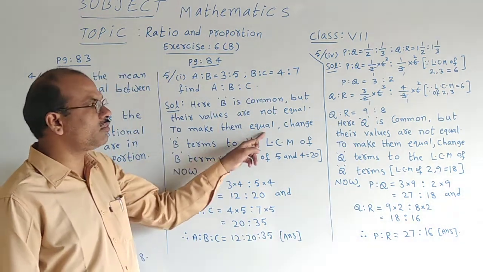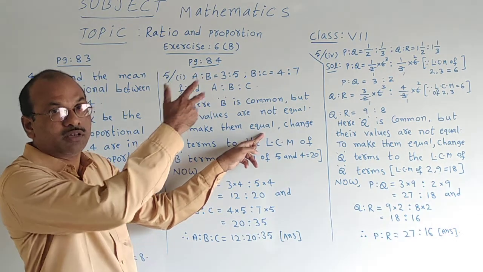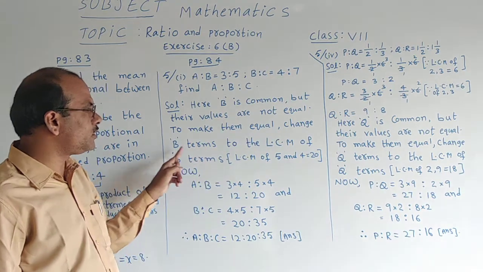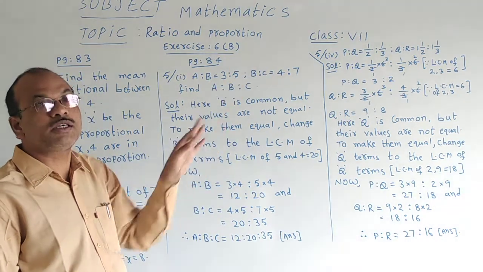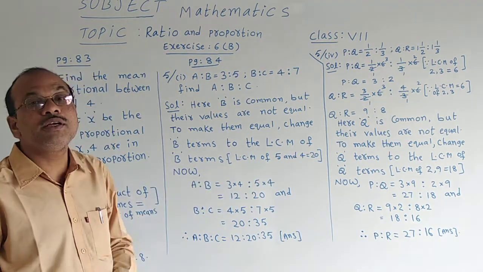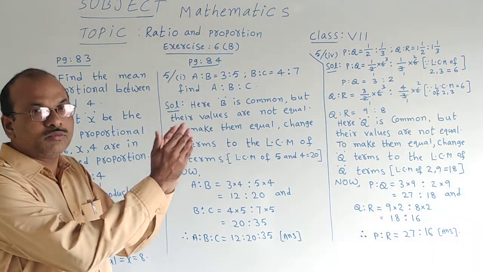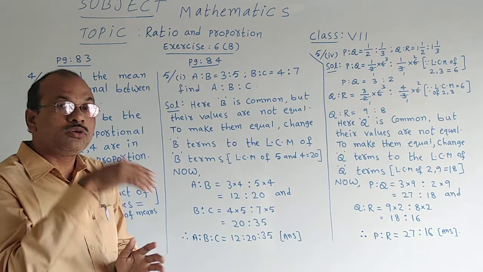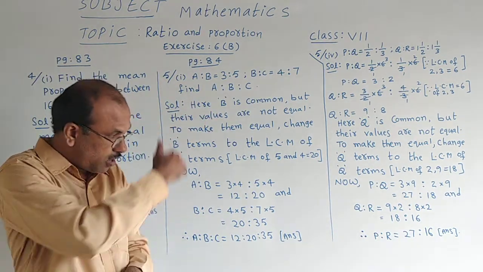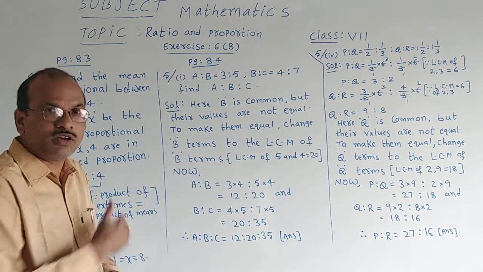To make them equal, those B values, what we have to do? Change those B terms to the LCM of B terms. Those B terms we have to change. To whom? To the LCM of those B terms. How we are going to get it? We will see now.